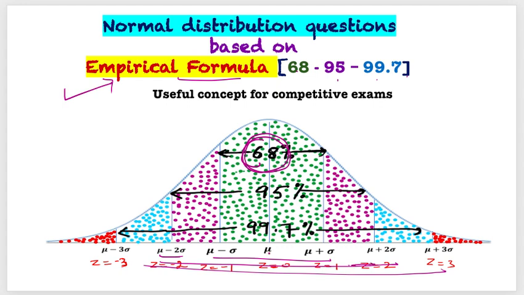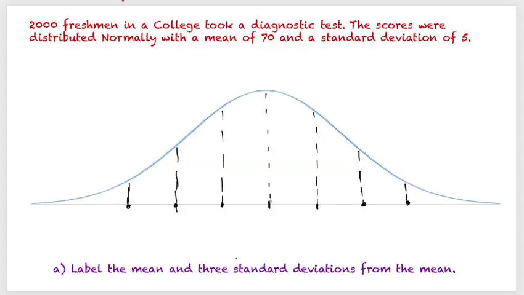standard deviations, that means mu minus 2 sigma, it is 95%, and between three standard deviations it covers almost 99.7%, and the remaining 0.3% will be on both sides of the tail. So we are going to see how it can be utilized in problem solving. Here we don't need a table. We can directly apply this rule to evaluate some probability related questions.